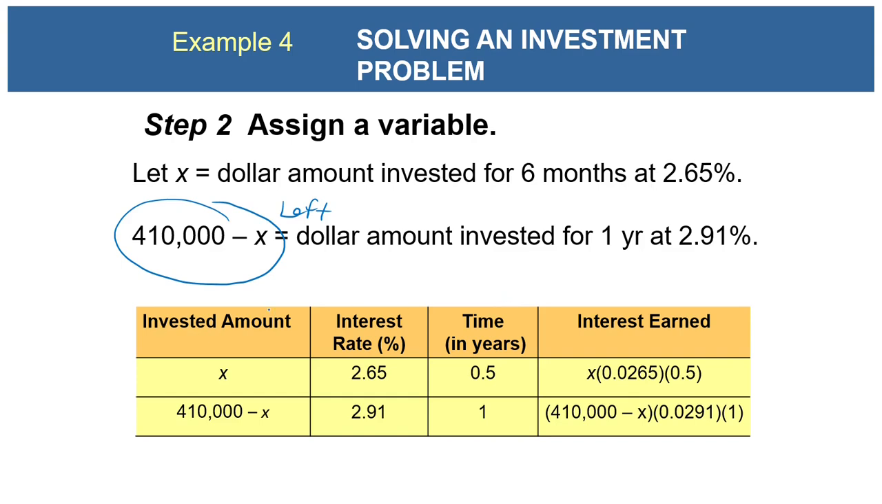So let's create a table. On the first column here we have the invested amount. I don't know how much we invested at 2.65% interest, so we gave it a name, we call that x. The amount left over is going to be 410,000 minus x. That's going to be invested at 2.91% interest. Now, we're going to invest the first investment for 6 months, so that's half a year. That's why we have 0.15. And the other investment is for 1 full year. That's why we have 1 here for the time.